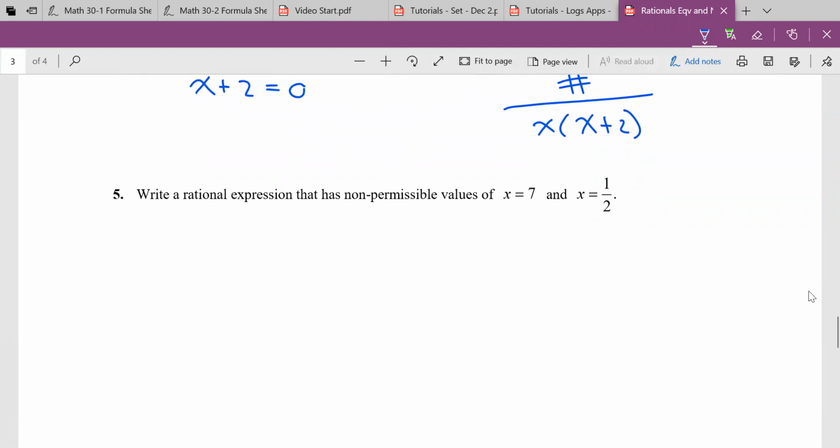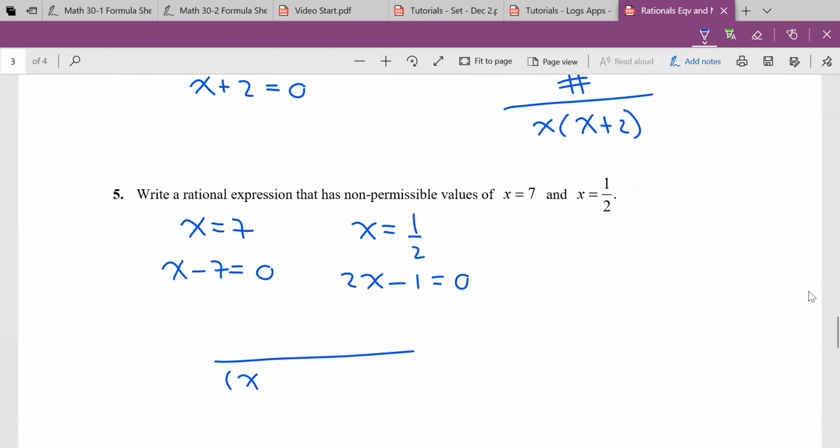Let's try it again. This one says we have non-permissible values of 7.5. So I make the factor where those would come from. On this next one here, I need to multiply both sides by 2, subtract 1. So guess what? Our expression will be this. And the order of them doesn't matter. Again, friends, I don't care what's in the numerator. Hashtag that numerator.